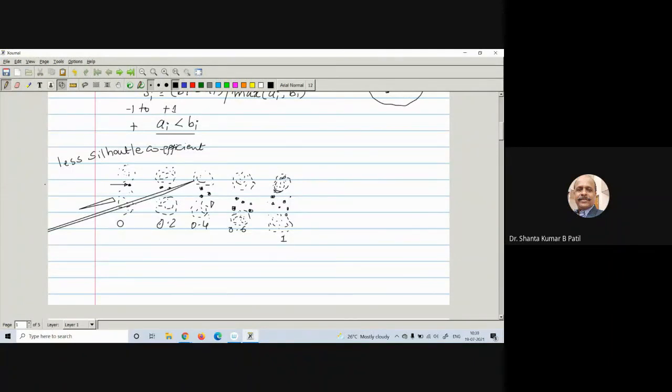I hope you people are understanding. When the dark points are very few, no doubt it has a less Silhouette coefficient. If 2 are there, for a single dark point the Silhouette coefficient is 0. If you go on increasing these dark points, their contributions are additive. If they go on adding up, definitely the strength of the Silhouette coefficient goes on increasing.